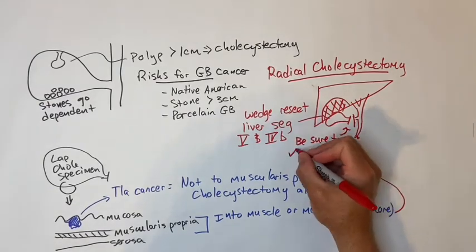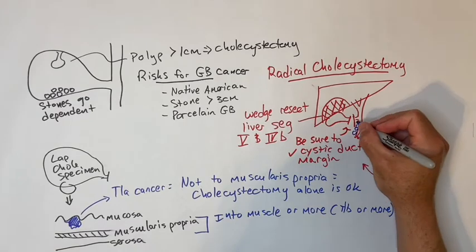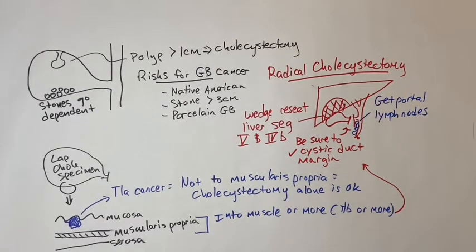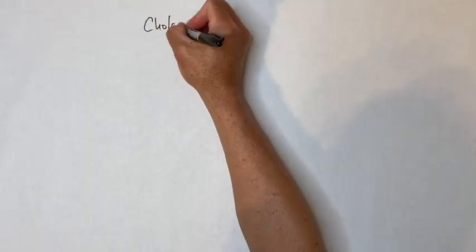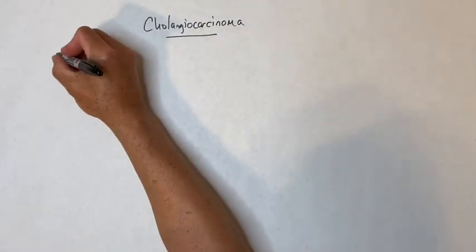You should also do a portal lymphadenectomy, specifically focusing on the retrohepatic lymph nodes posterior to the common bile duct and those in the retroduodenal position. Gallbladder cancer does not respond very well to chemotherapy or radiation, although they are both commonly used in an adjuvant fashion anyway. The next bile duct cancer type is cholangiocarcinoma.